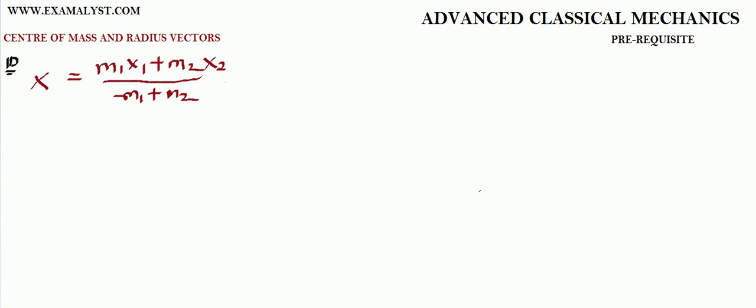So this is advanced classical mechanics prerequisite. Okay, so we are discussing part 2 of center of mass and radius vector. In our last class we studied everything about the 1D formulation of the center of mass.